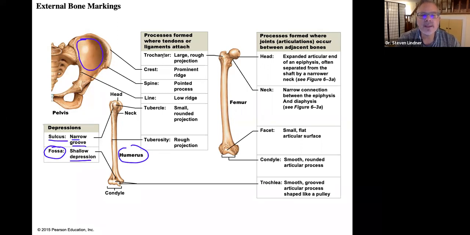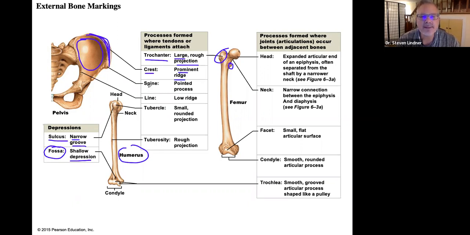A trochanter is a large projection. And these projections, whether it's the greater trochanter or lesser trochanter, are typically attachment sites for muscles. Wherever you see these trochanters, they're large projections that come off of bones. Muscles are going to attach there. A crest is this ridge. Crests are usually pointy or sharp, distinct, prominent ridges.